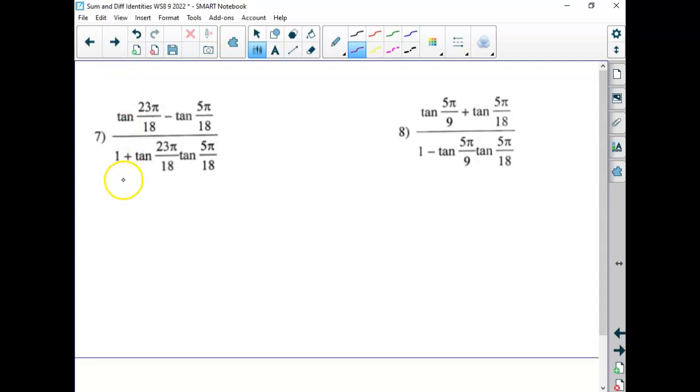Which one do you want me to do, 7 or 8? Or do you want to do it for me? 8? Okay. 8 has a plus on the top and a minus on the bottom, and it's got tangents everywhere. A, B, A, B. That seems like tan of A plus B, yes? And what are the A and the B?